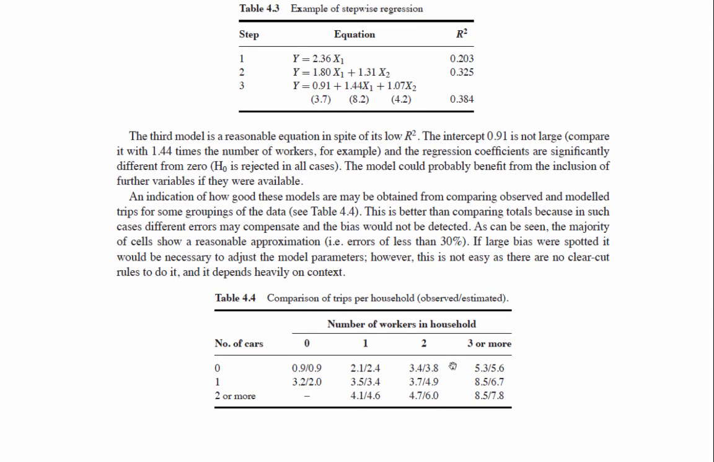For another case, let's look at a household with 2 or more cars and 2 workers. The observed trip rate value was 4.7, while the predicted value using the regression model was 6. There is larger error in this specific category compared to the 0 category. So this is a good way to look at in what categories and cases the model is not performing as well as the general or average case.